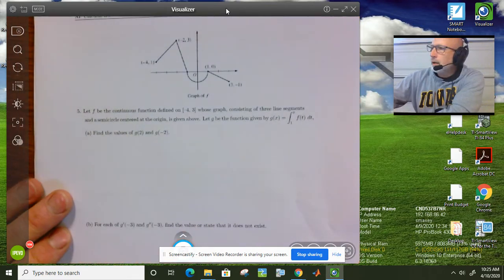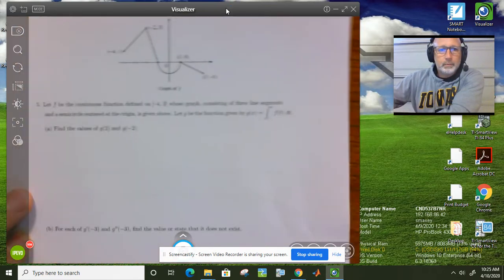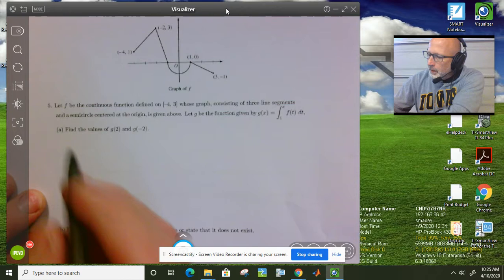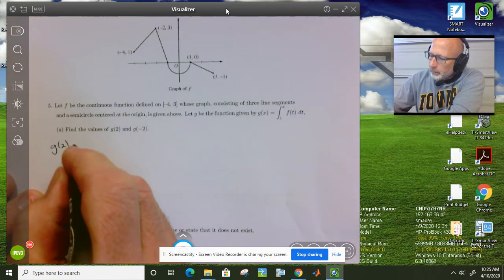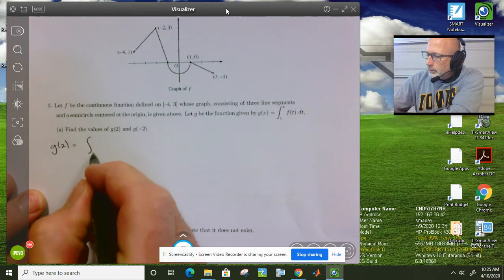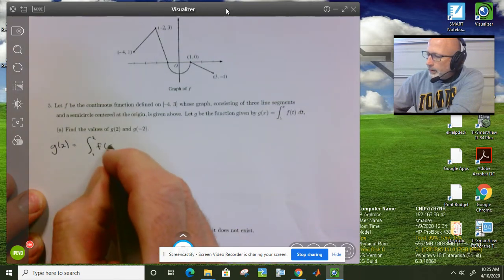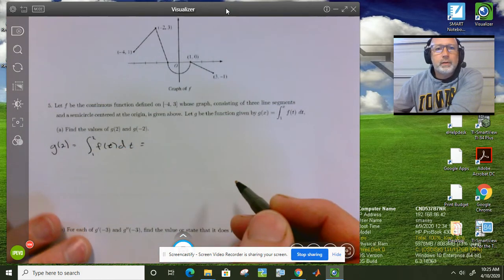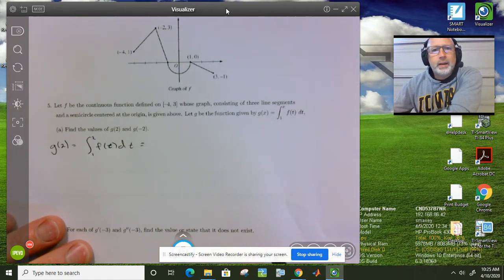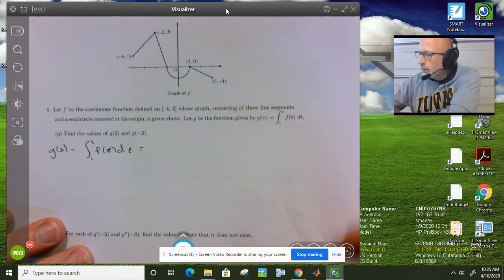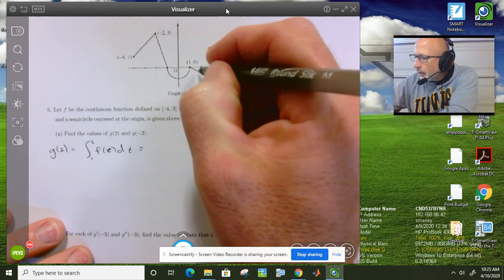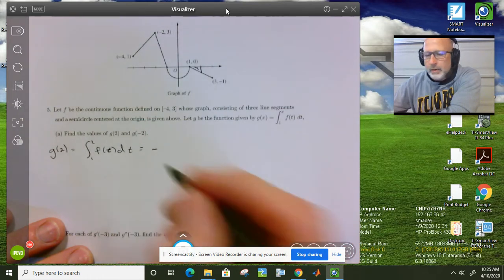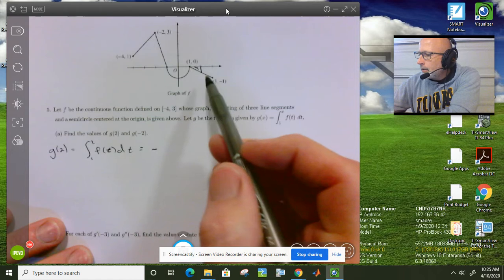Okay, so first let's do g of 2. I'll make this a little bit clearer. So we have g of 2 is going to be equal to the integral from 1 to 2 of f of t dt. All I have to do is use the area under the curve to evaluate what it is. This is a little bit tricky because they don't actually give you what the coordinates are at 2. So I'm going from 1 to 2, so I just need to figure out what this area is right there. It's going to be below the x-axis, so this is going to be a negative value because we're integrating from left to right. And then I just have to find the area of that triangle.